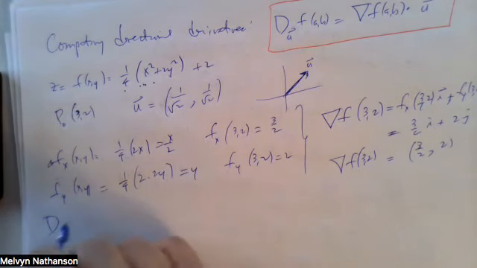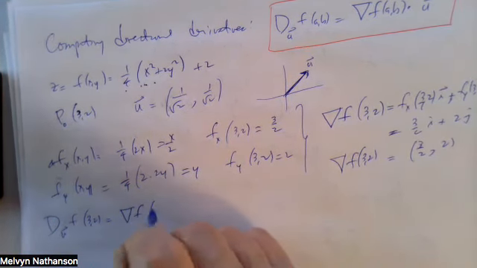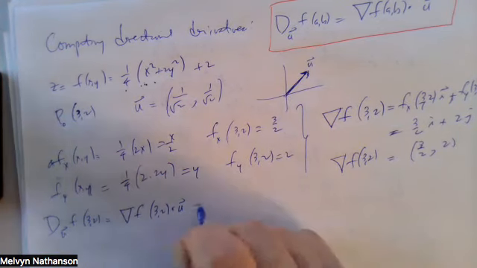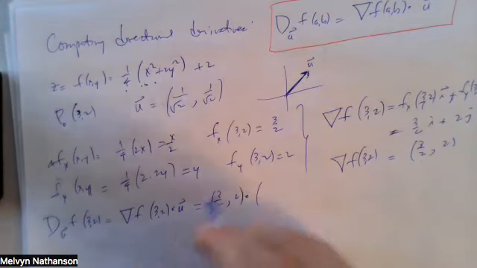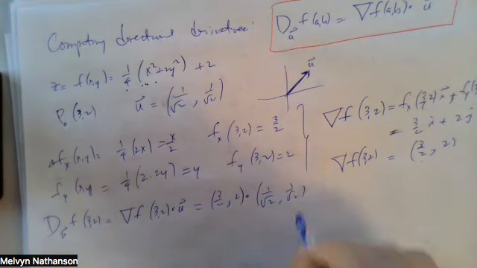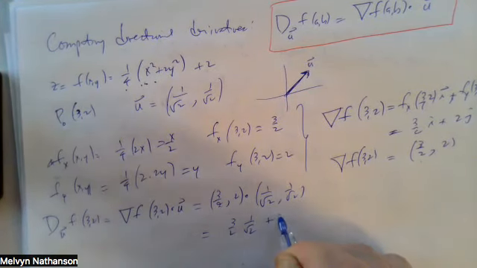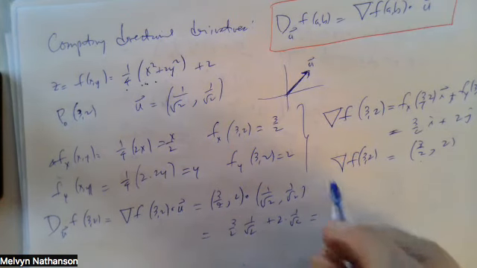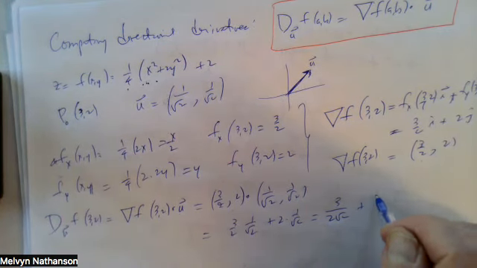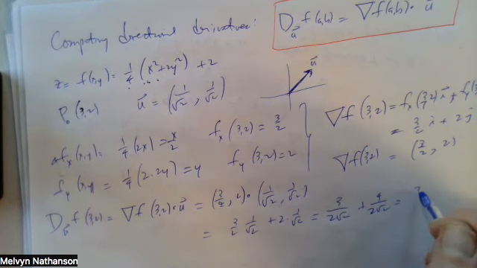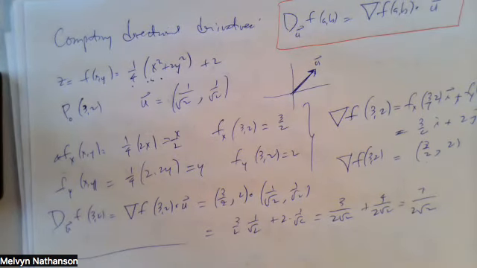So the directional derivative of f at the point (3, 2) in the direction of u is the gradient of f at (3, 2) dot product with u. Gradient of f at (3, 2) is (3/2, 2). The vector u has coordinates (1 over root 2, 1 over root 2). When you take the dot product, you get 3/2 times 1 over root 2 plus 2 times 1 over root 2, which is 3 over 2 root 2 plus 2 over root 2, which is the same as 4 over 2 root 2. So that's 7 over 2 root 2. That's the directional derivative.